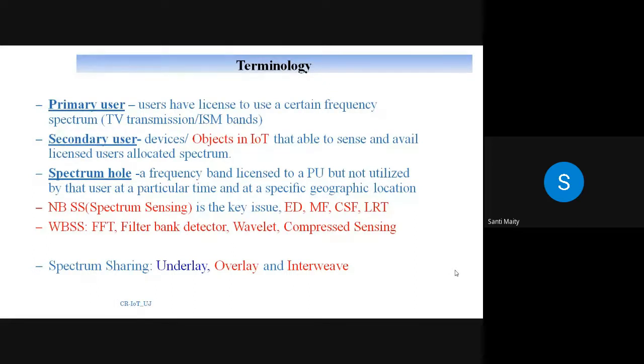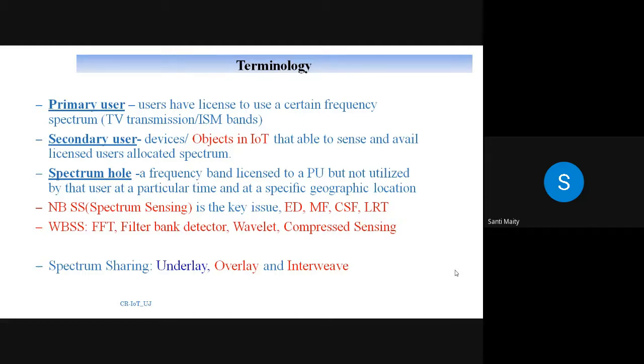In narrowband spectral sensing, there are different techniques, but spectral sensing as a whole is nothing but a binary hypothesis, meaning something is present or not. Like when we send a radar signal to find whether a target is present or not. In an image, we find whether a pixel is an object pixel or a background pixel. So this is kind of binary. So here also, the question is whether the spectrum is currently being utilized by the primary or licensed user or not. That decision is to be made by the IoT objects.